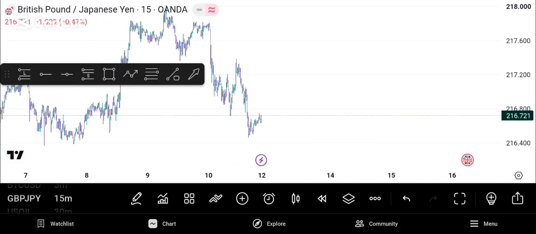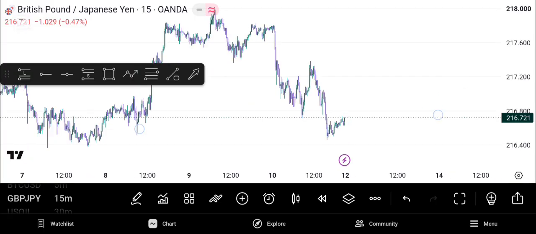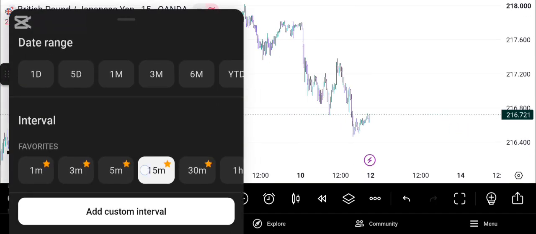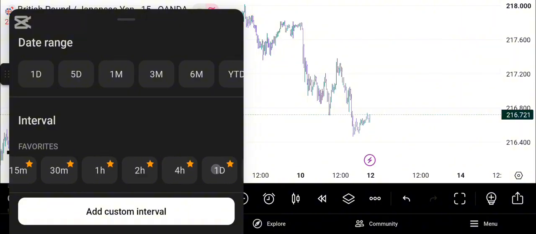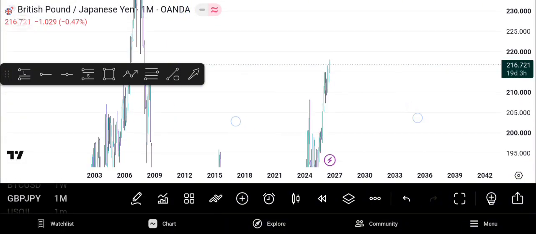Today is Sunday the 12th. We'll be analyzing GBPJPY as the market opens today midnight. So we'll go straight to the 1 month time frame. I don't really trade from the 1 month time frame. I just want to see market direction.